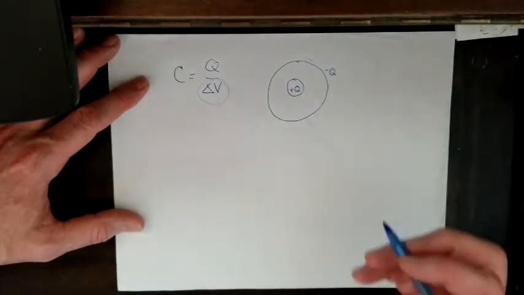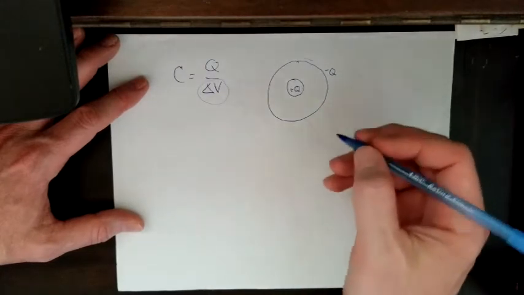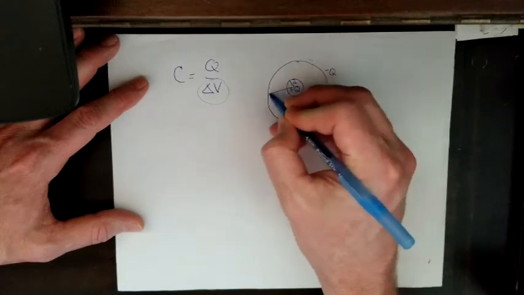Now let's come up with a few constants. First off, these are spheres, even though these look like they've been out in the sun a little bit. But the radius of this one here, we're just going to call A, and the radius of this one we're going to call B.